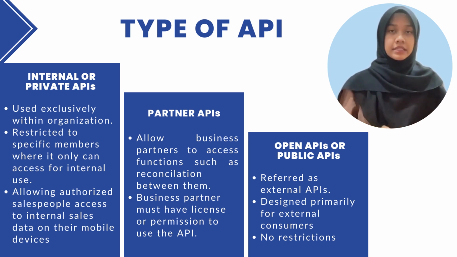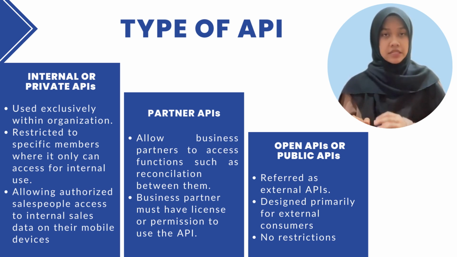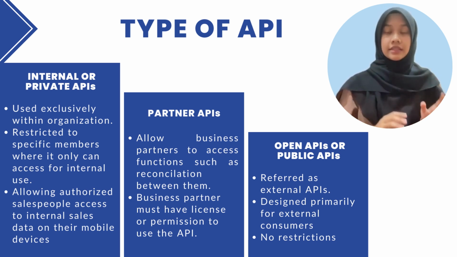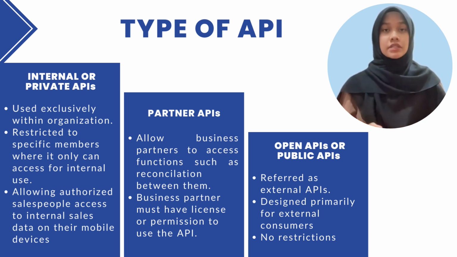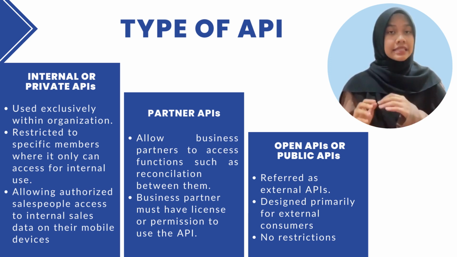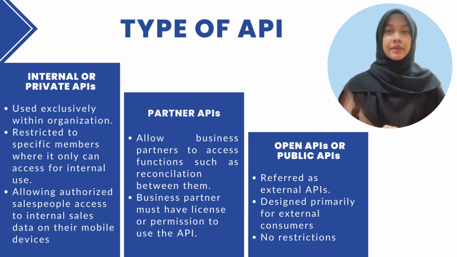Finally, the partner APIs. These APIs allow business partners to access functions such as online catalog, ordering, reconciliation. The business partner must have license or some kind of permission to use the API. A travel service using an airline's API is an example of partner API.